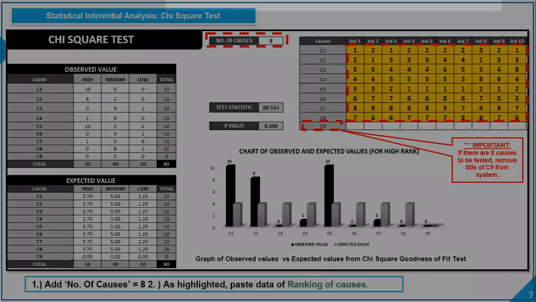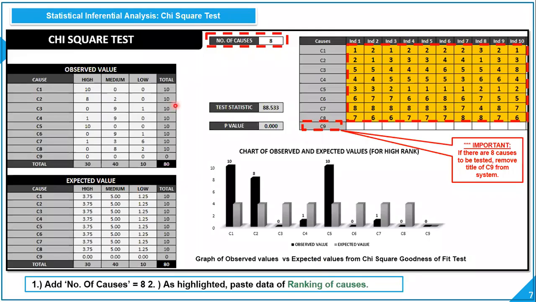Right, so this is how it will look. Now this is a different version of our chi-square tool. This is for ranking based assessment, and previously it was based on the ratings, right, for 1 month's data. So this is a bit different, but here we are going to paste that data.